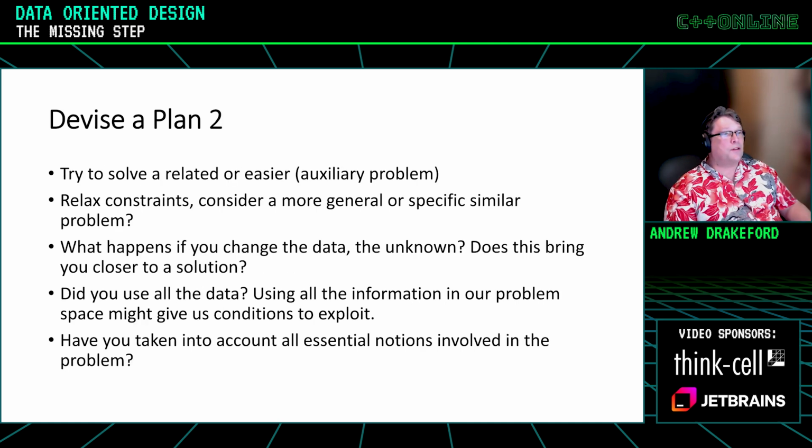Because, again, we're trying to solve a related, easier problem, an auxiliary problem. Can we relax the constraints? Can we make it more general, more specific? Can we change the inputs, the outputs? Does this bring us any closer to a solution? Have you used all the data?